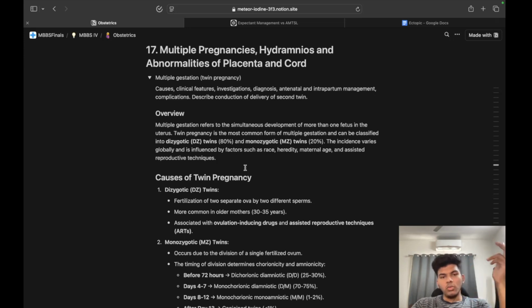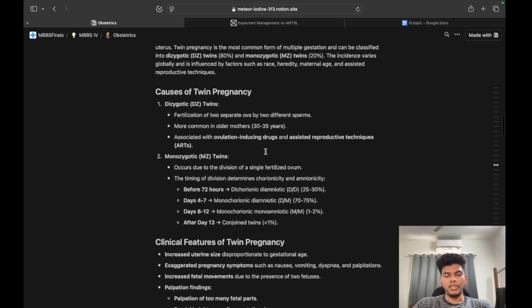So what's the overview? Let's take an overview. A multiple gestation refers to simultaneous development of more than one fetus in the uterus. Twin pregnancy is the most common form and is classified as dizygotic or monozygotic. So two zygotes are formed here and one zygote is formed here, and the incidence varies globally based on race, heredity, maternal age and assisted reproductive techniques.